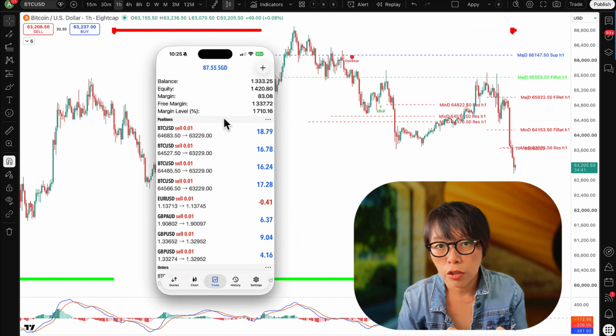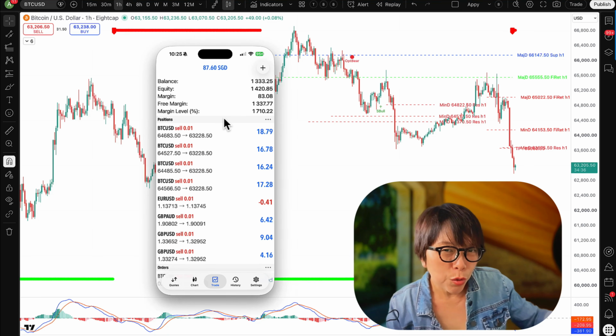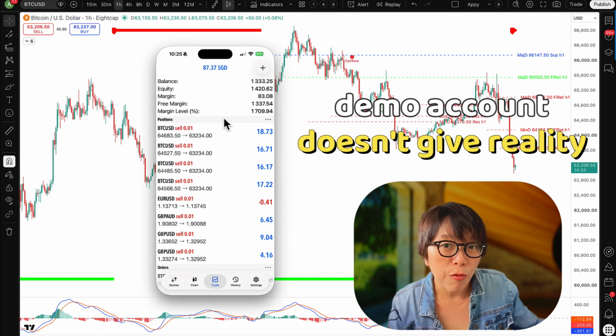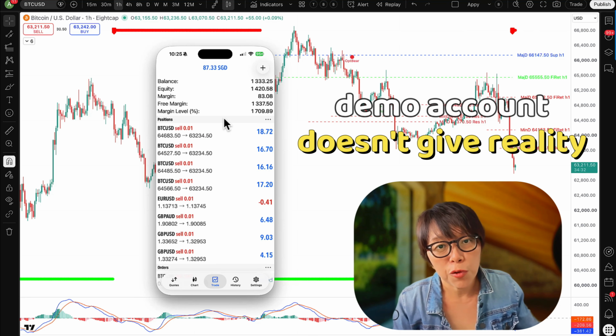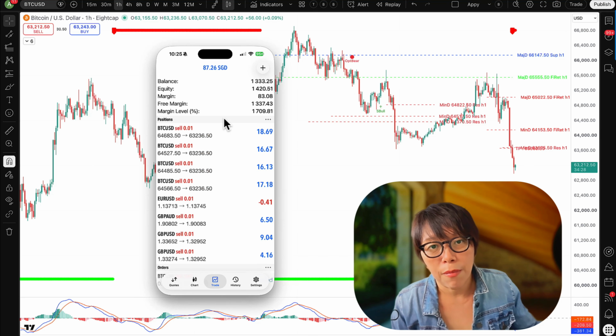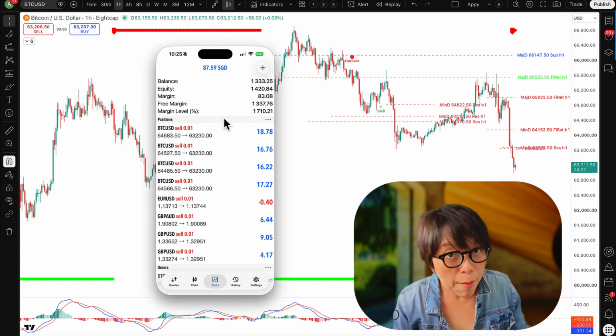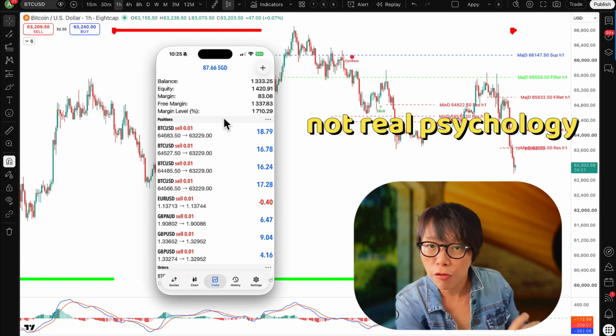When you are just trading on a demo account, yes, it's good. It gives you that practice, but it doesn't give you the reality. Okay, and sometimes we know, right? You tend to just pump it higher in a demo account, and maybe suddenly you see that, well, I have 10,000 or I have 50,000 in my demo account, but that's not real money and that's not real psychology.